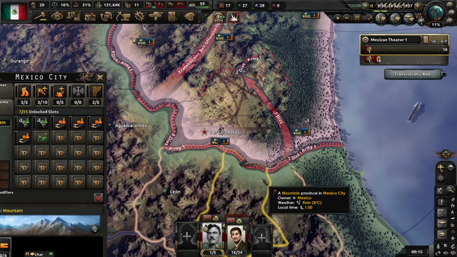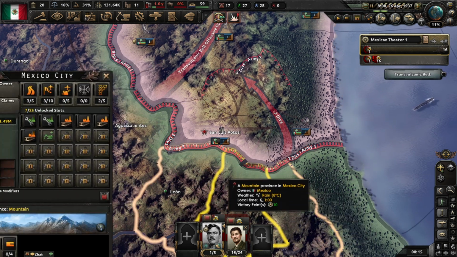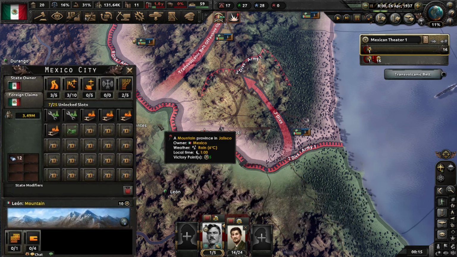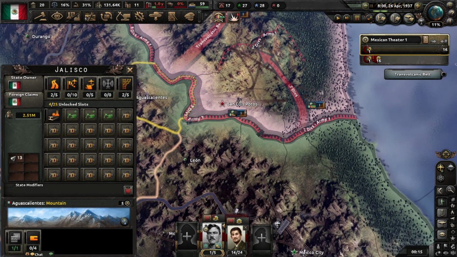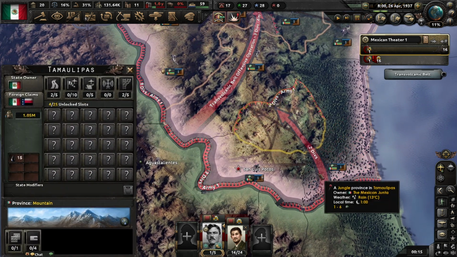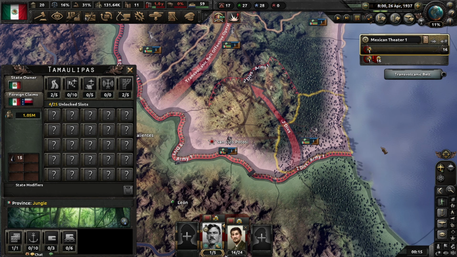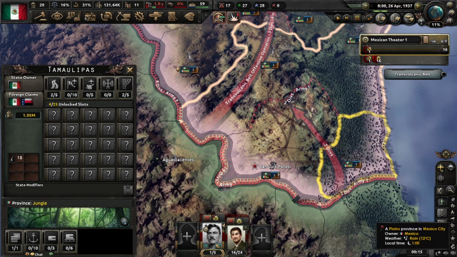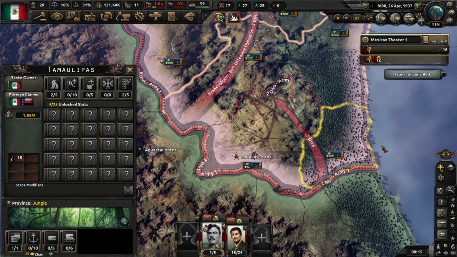That will take 1, 2, 3, 4. Some of these provinces you have to defend anyways. 5, 6. It'll take 7 divisions to completely encircle San Luis, but some of these are areas you need defenders regardless. That's a lot of divisions just to encircle.